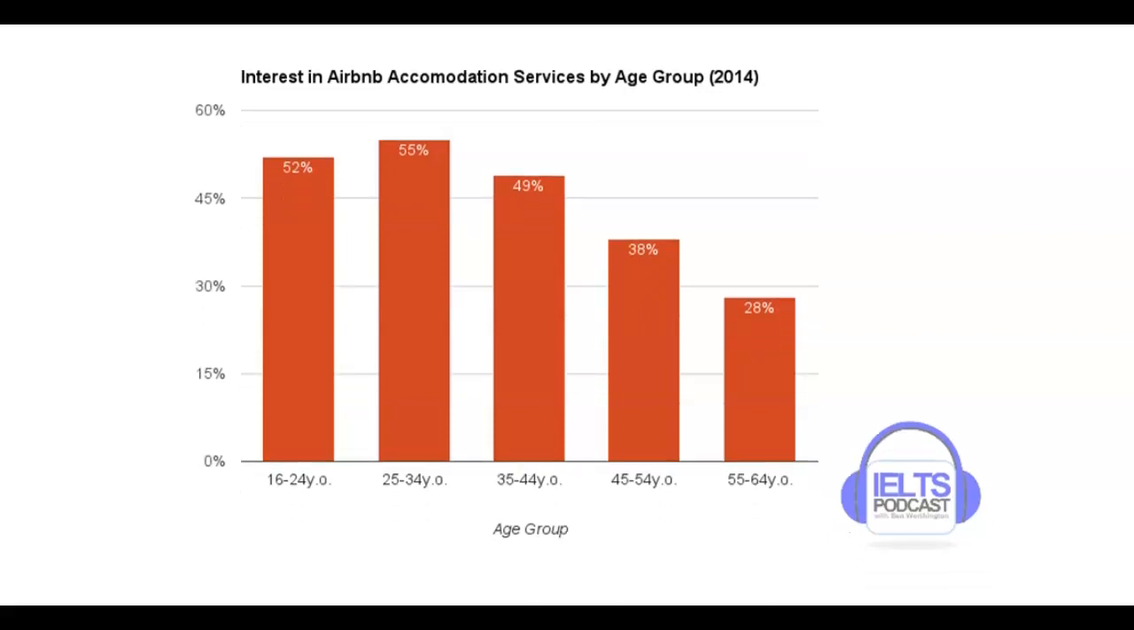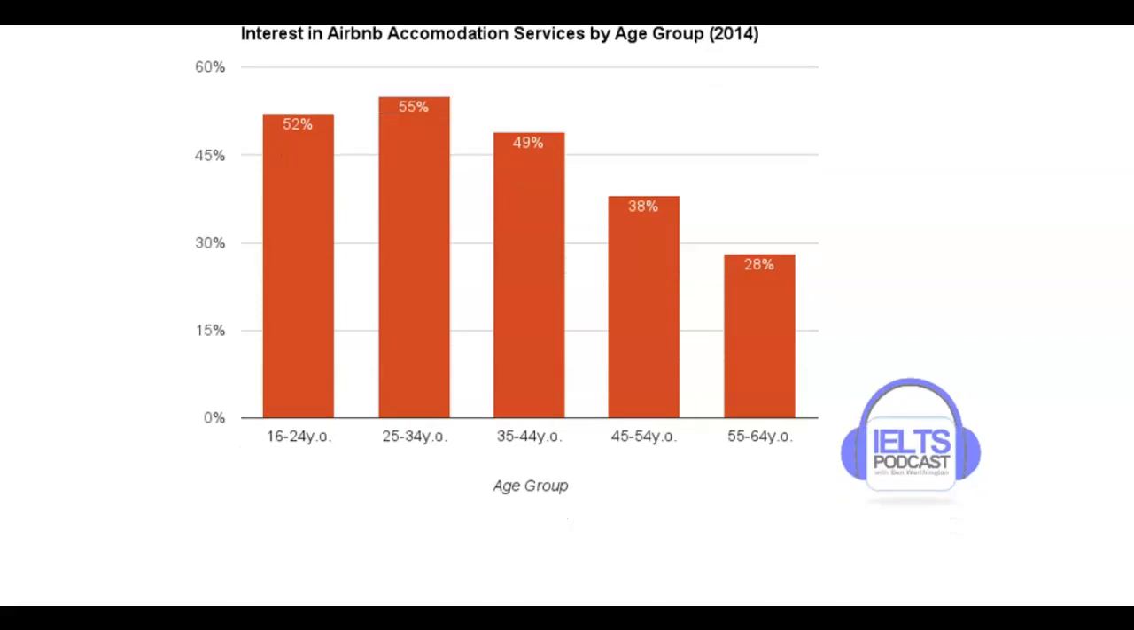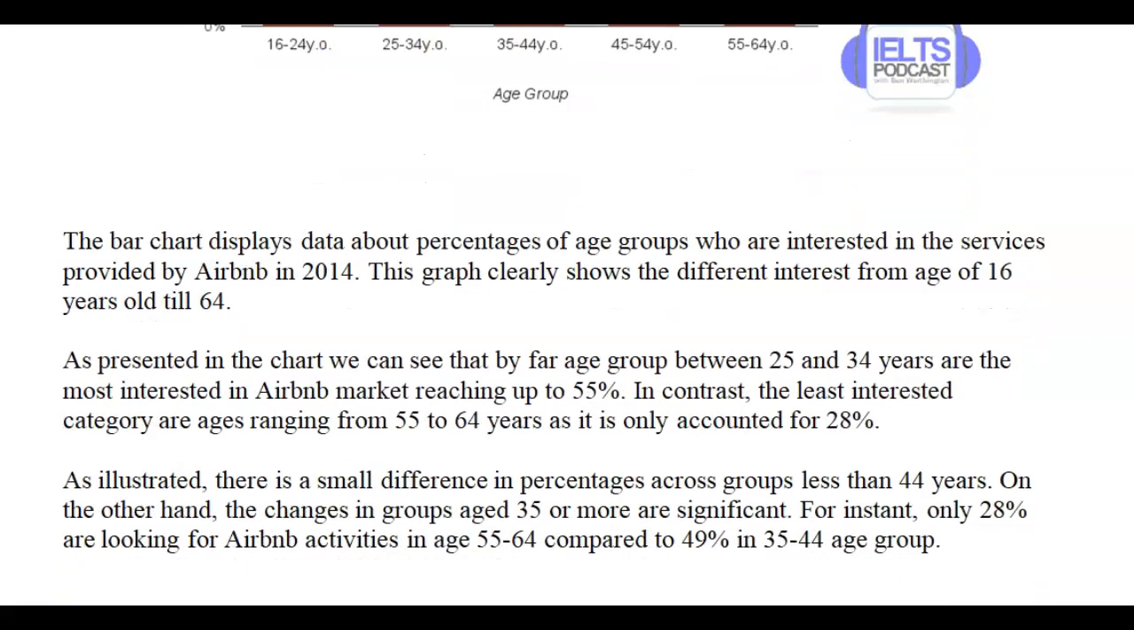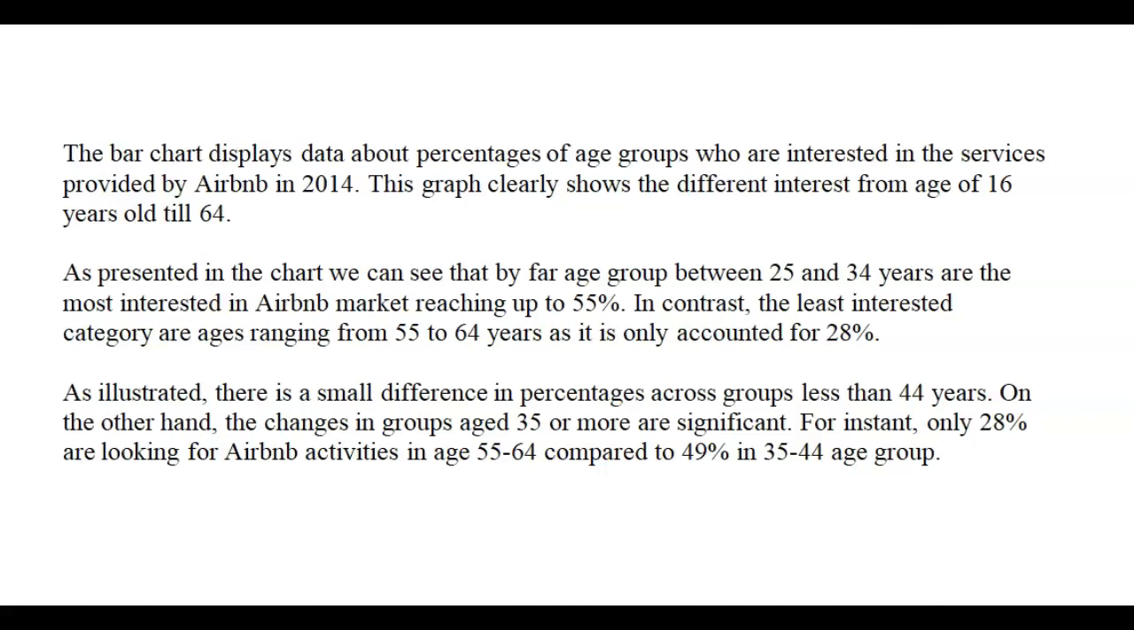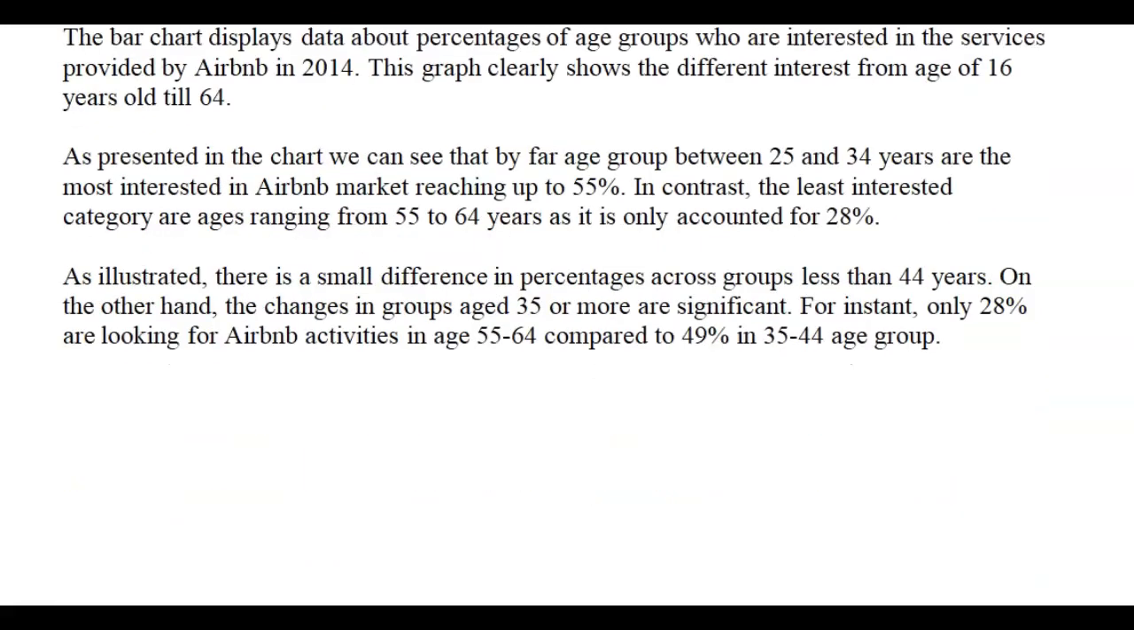Interest in Airbnb by age group. Okay, fine. The bar chart displays data about percentages of age groups who are interested in the services provided by Airbnb in 2014. The graph clearly shows a different interest from the age of 16 until 64. As presented in the chart, we can see that by far, the age group between 25 and 34 years is the most interested in Airbnb.